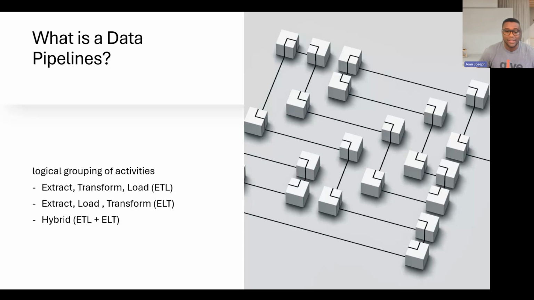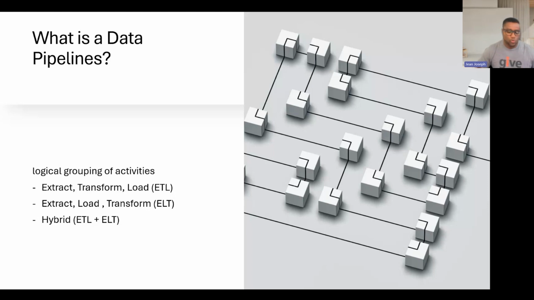That's exactly the purpose of pipelines, right? And ensure data is available when needed, which is essential for making informed business decisions, right? Pipelines can be implemented either using what we call ETL, which stands for extract, transform, and load, right? Or ELT, which stands for extract, load, transform. And sometimes we might need to hybridize them, right?